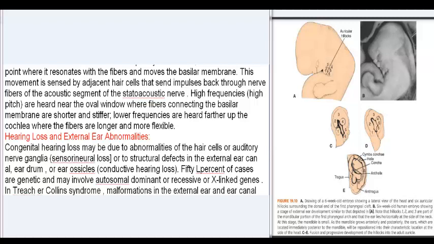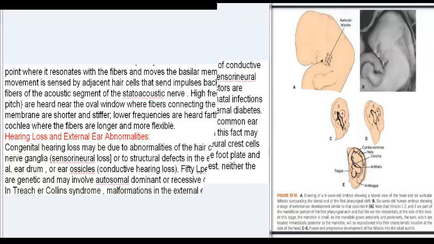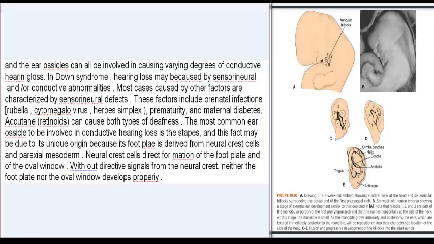Hearing loss and external ear abnormalities. Congenital hearing loss may be due to abnormalities of the hair cells or auditory nerve ganglia (sensorineural loss) or to structural defects in the external ear canal, eardrum, or ear ossicles (conductive hearing loss). 50% of cases are genetic and may involve autosomal dominant or recessive or X-linked genes. In Treacher-Collins syndrome, malformations in the external ear, ear canal, and ear ossicles can all be involved in causing varying degrees of conductive hearing loss.